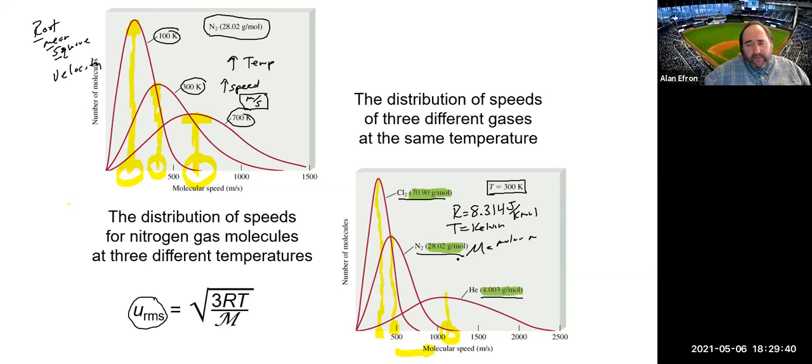Now, normally when we do molar mass, it is grams per mole. In this situation, it actually needs to be kilograms per mole. You may be wondering, why does it need to be kilograms per mole? It needs to be kilograms per mole because of the R value here. When we look at a joule, which is a unit of energy, 1 joule is equal to a kilogram times a meter squared divided by a second squared.